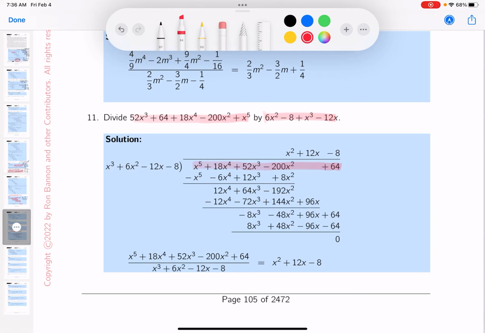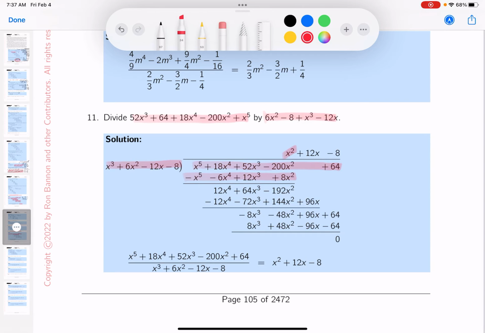What does that mean? x cubed would come first, 6x squared would come next, minus 12x would come next, and then minus 8. And then it basically is a matching game. All right, so x squared times x cubed is going to be x^5. I want to point out what I do is I write in the subtraction automatically when I do the typesetting. So, x^5, so minus x^5.